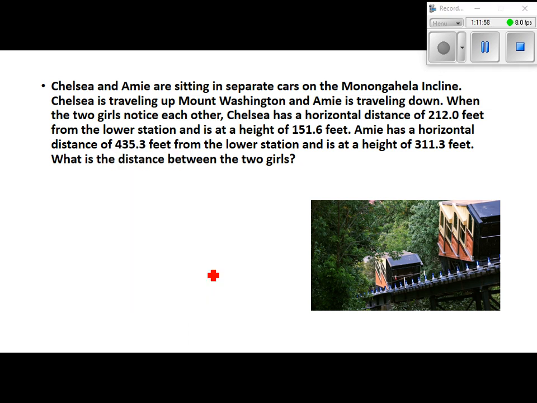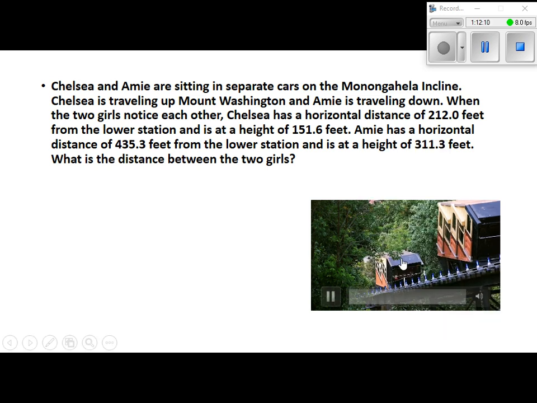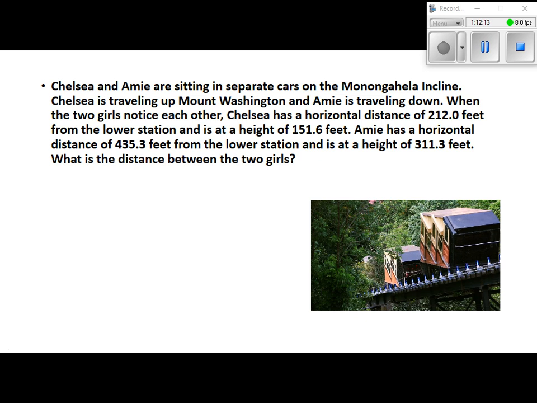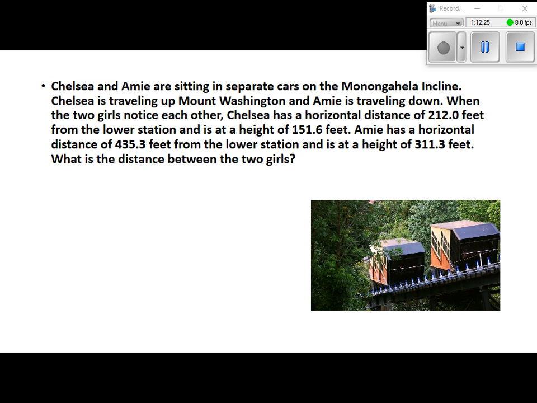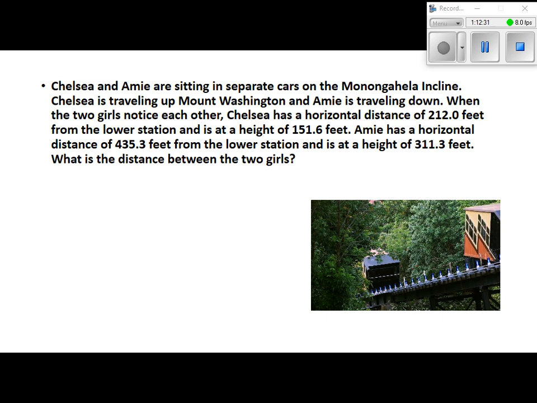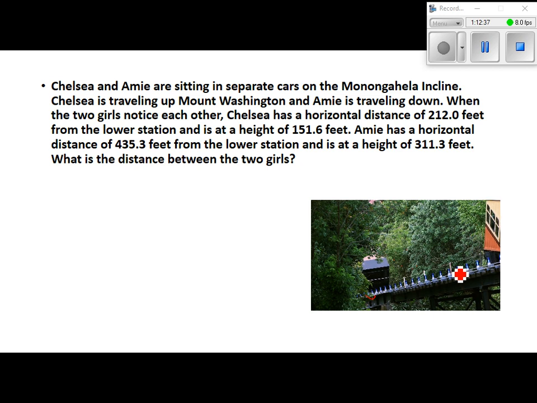First thing I'm going to do here, this is what it looks like. So they're passing each other in these cars. One's going up the hill, one's going down the hill. We're trying to see, for some reason, they didn't notice each other when they were right here and it'd be easy and they were 0 feet apart. They noticed each other way, one was way up and the other was way down. We're going to graph this in a second. But for now, we're going to try to figure out the coordinates of the two girls.